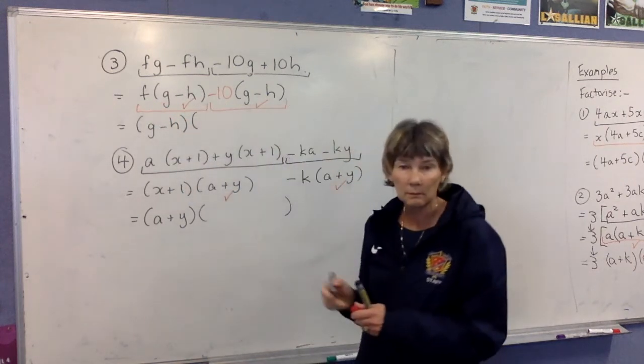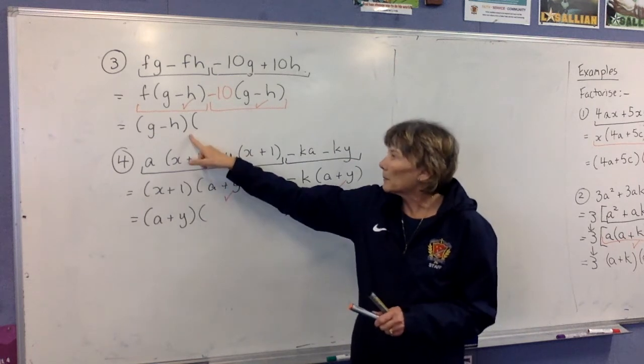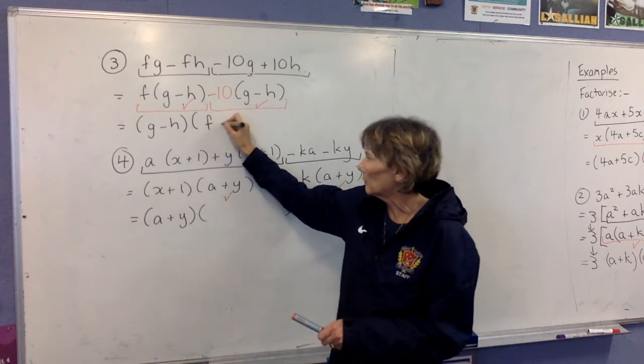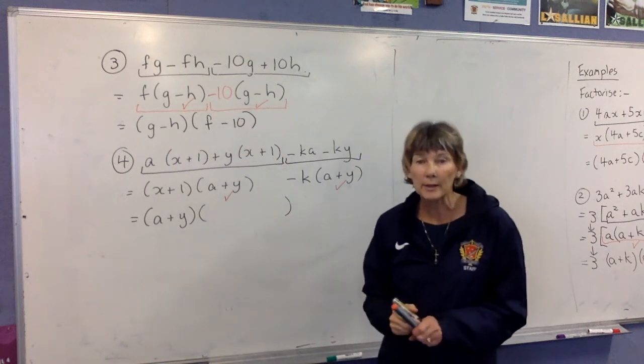Okay, so for the last line, we're going to look at our two terms. There they are. And we're taking out our common bracket, G minus H, and we're writing down what's left, F minus 10. And that's your answer.